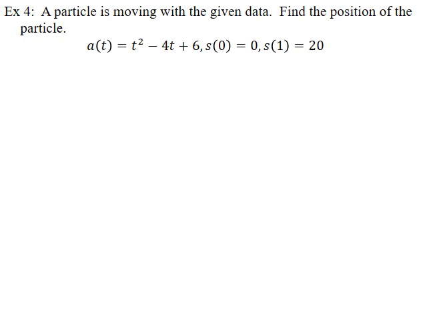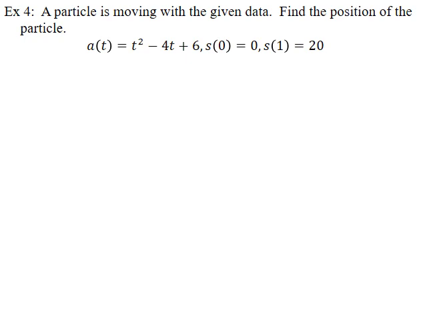What if I tell you a particle is moving with the given data? Find the position of the particle. So we know that a of t is t squared minus 4t plus 6, and s of 0 is 0, and s of 1 is 20. All right, so in this case, we're trying to go backwards. Normally we start with position, and the derivative of position is velocity, the derivative of velocity is acceleration. Now we're going to go backwards.